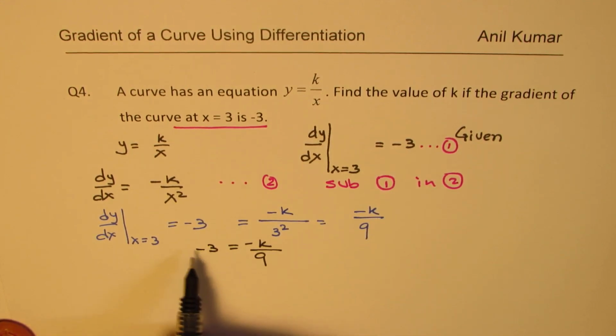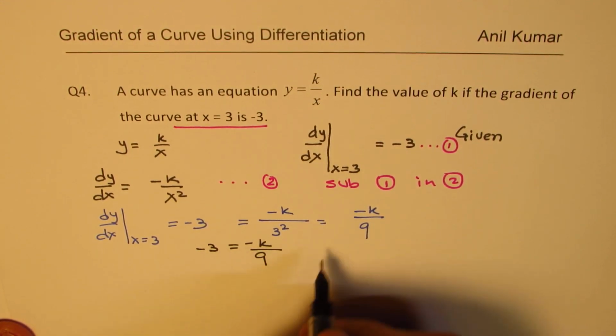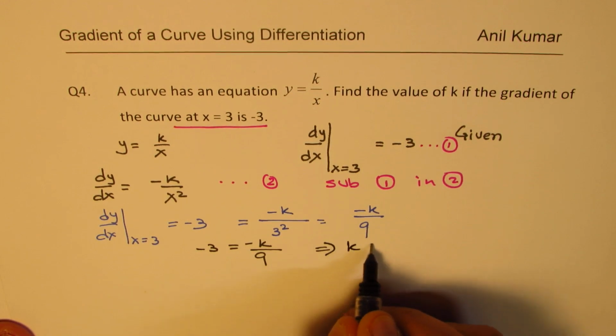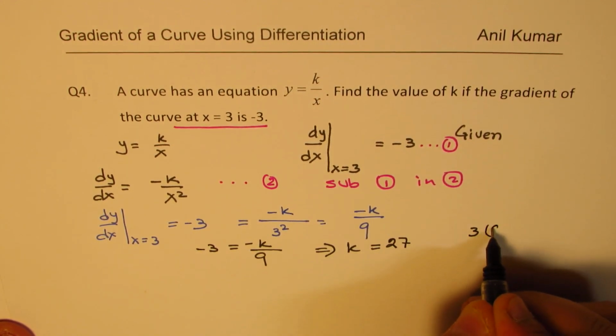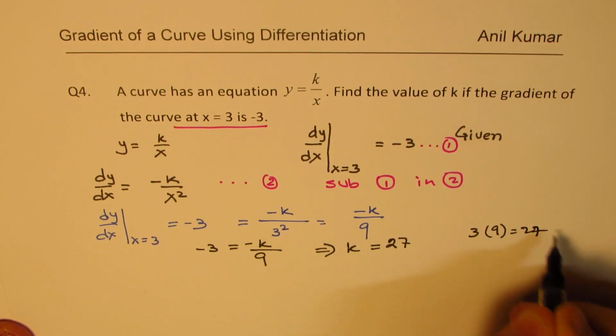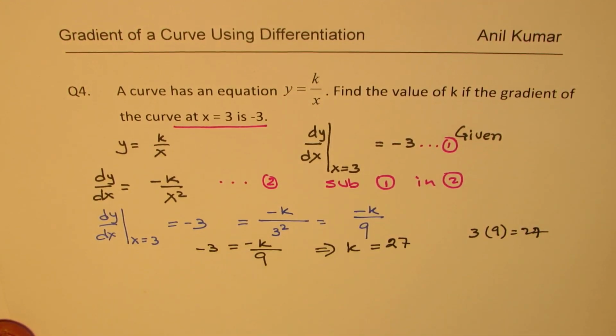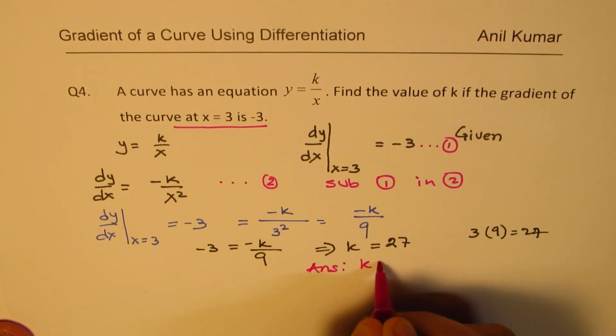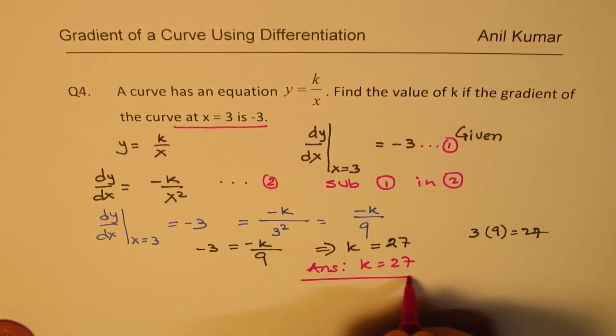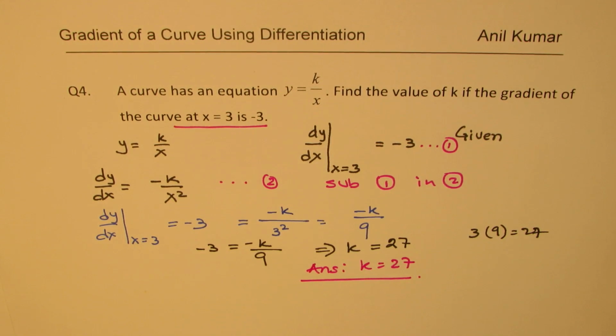Now, we can cross multiply and get the value of k. So that gives you k as 27, correct? Which is 3 times 9. Is it okay? Minus minus cancels, correct? So we have our answer, and that is k equals 27. Is that clear to you? So that is how we are going to find this particular value.